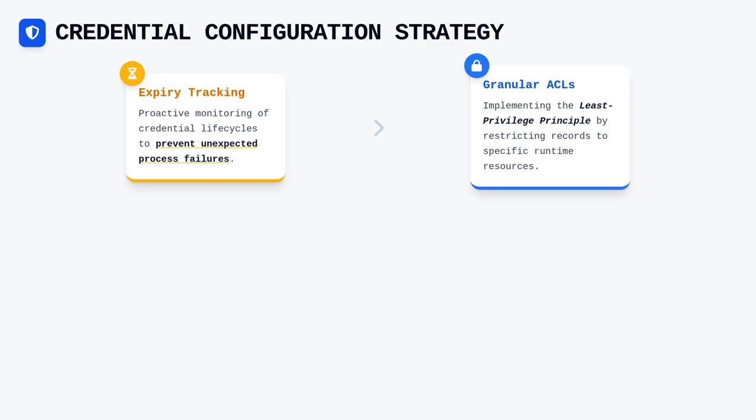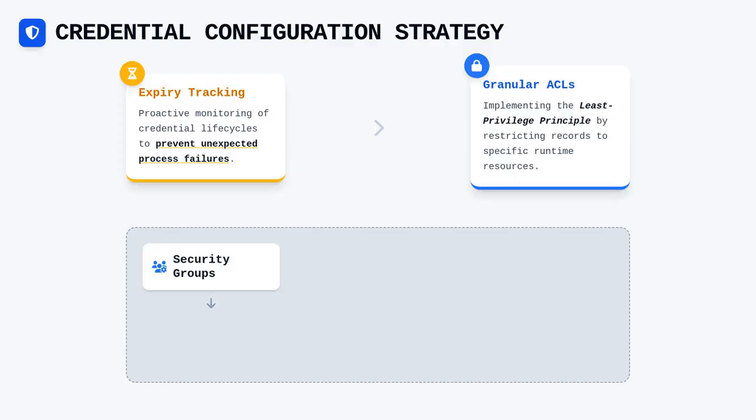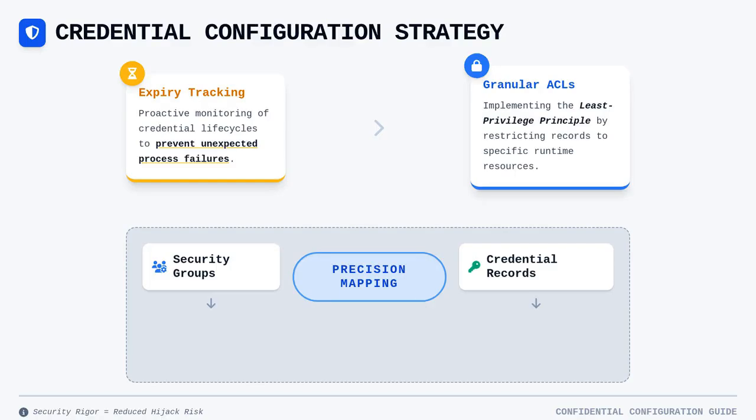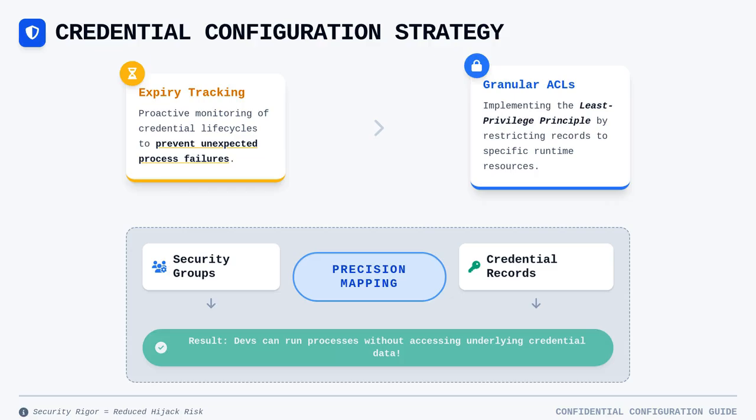By default, you should ensure that access to specific credentials is restricted to only those security roles or runtime resources that strictly require them. This prevents unauthorized processes or users from hijacking credentials to gain access to sensitive external applications. When configuring these permissions, think about the specific security groups defined in your environment and map them carefully to the credential records. This rigor ensures that even if a developer has access to the process, they may not necessarily have the right to retrieve the underlying credential data during execution.